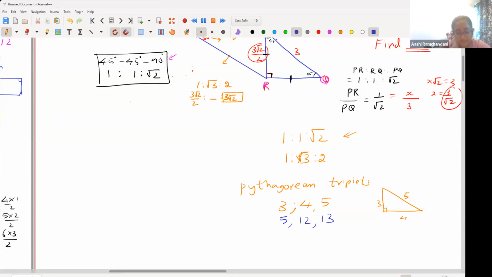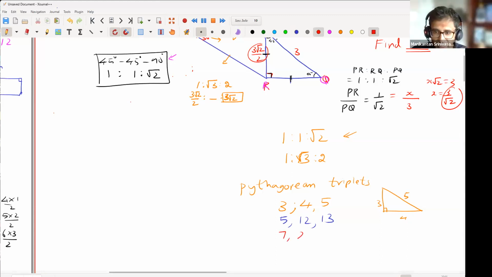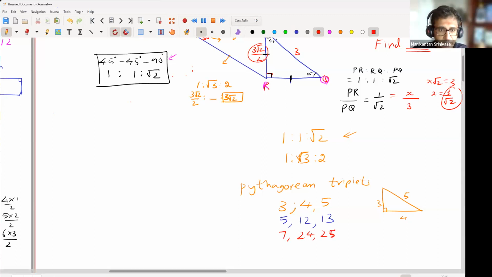7, 24, and 25. Thank you. 7, 24, and 25. And you already see a pattern here, right? You guys see a pattern here? Sukrit, what is the pattern so far? Either in each row or following along each column, either way. What is your observation?